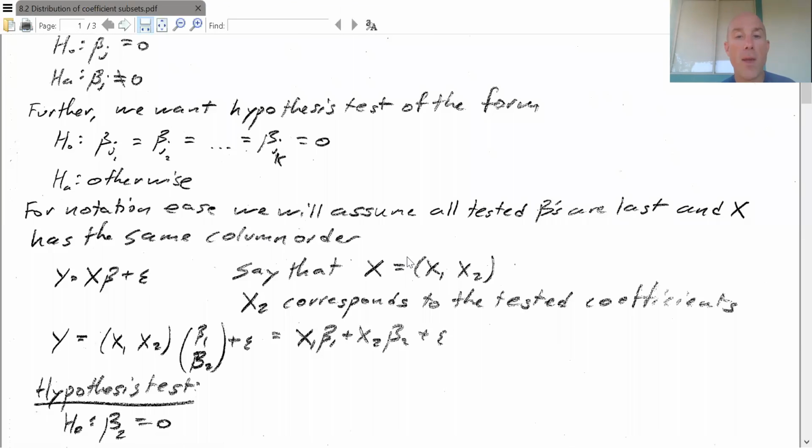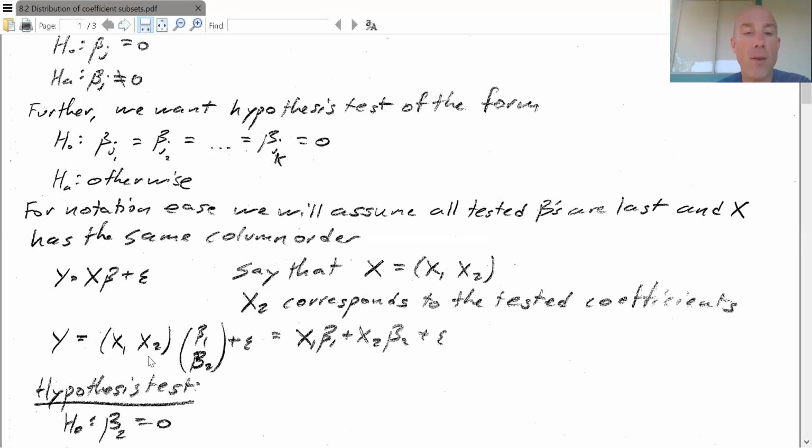So we're going to go ahead and take our X matrix, our predictor variable, or predictor data, and we're going to break it up into two submatrices. The X1 corresponds to the coefficients that we're not testing on, and the X2 corresponds to all of the variables that we are testing the coefficient on. All right, and so we can take our well understood formula, and we can write it this way.